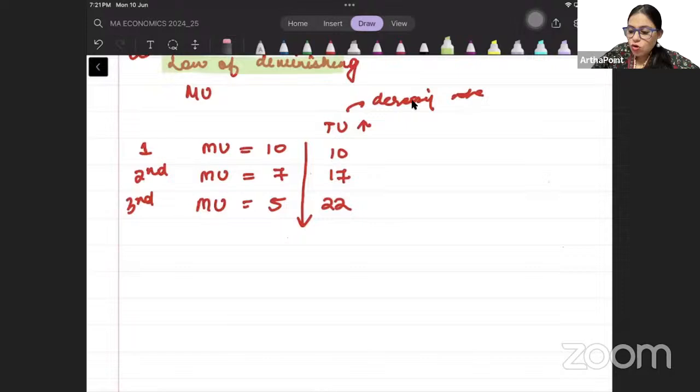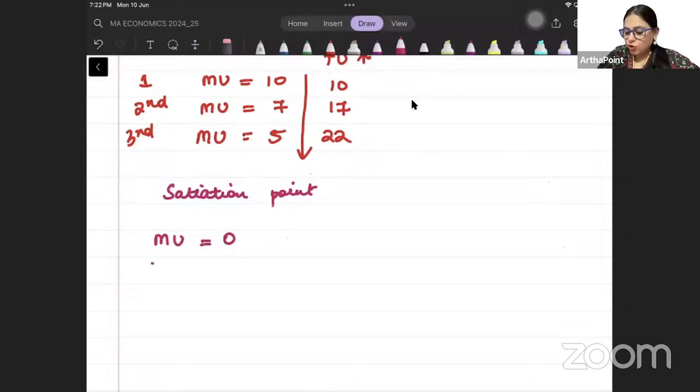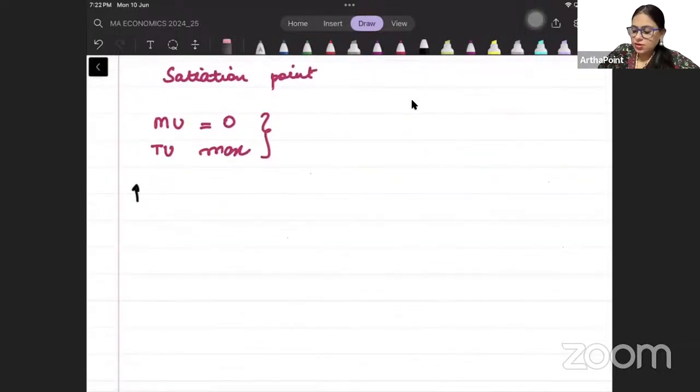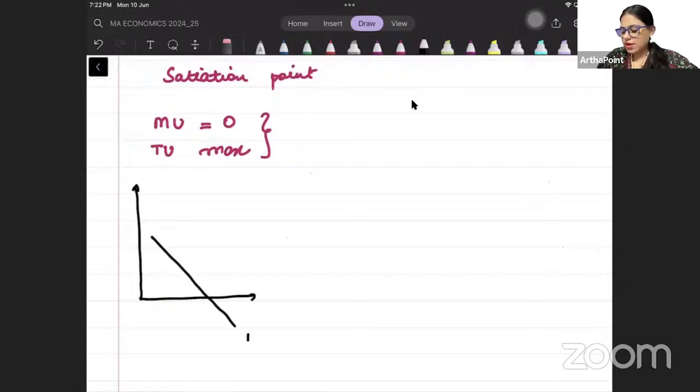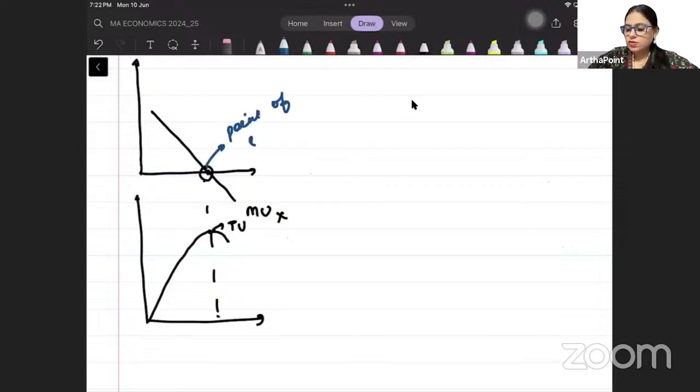Now, in this law of diminishing marginal utility, we define a satiation point. Satiation point is defined as that point where your marginal utility becomes 0 and your total utility becomes maximum. If I were to draw this graphically in very simple language, it would be like this. This is marginal utility. When it becomes 0, exactly at that point, my total utility would be maximum. And this would be called the point of saturation.